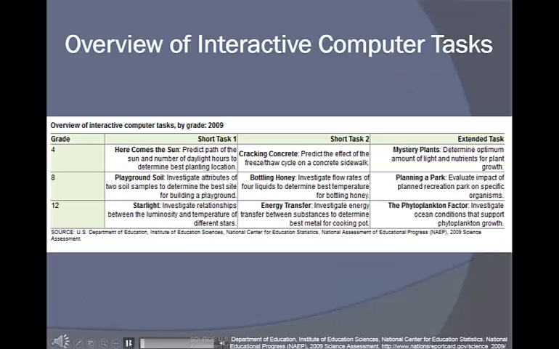I have included a brief explanation of each of the ICTs the website has to offer for each of the grade levels 4, 8, and 12. Each short task is approximately 20 minutes long, and at grade 4, those are Here Comes the Sun and Cracking Concrete. Grade 8, Playground Soil and Bottling Honey. Grade 12, Starlight and Energy Transfer.